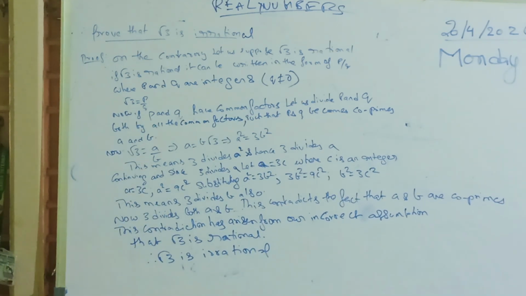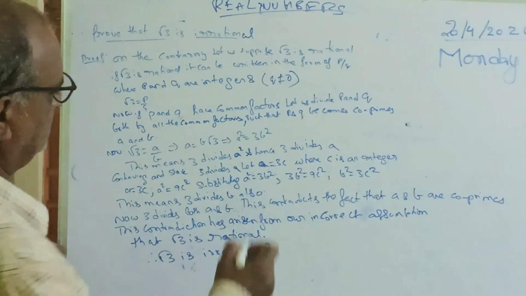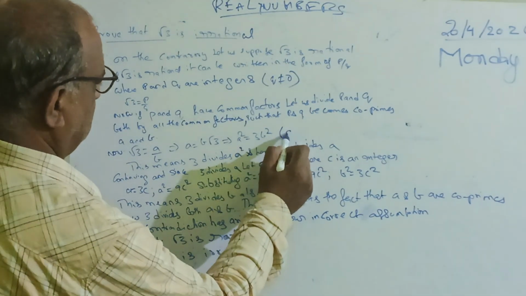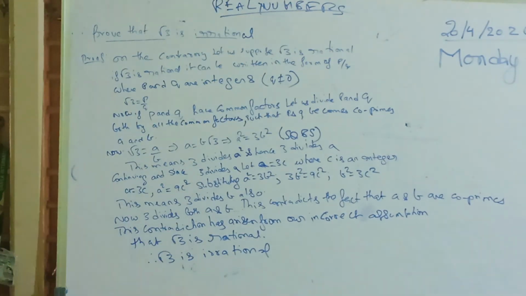This implies a is equal to b root 3. Squaring on both sides, a square is equal to 3b square. A square is equal to 3b square means that a square is divisible by 3, so 3 is a factor of a square. This means 3 divides a square.